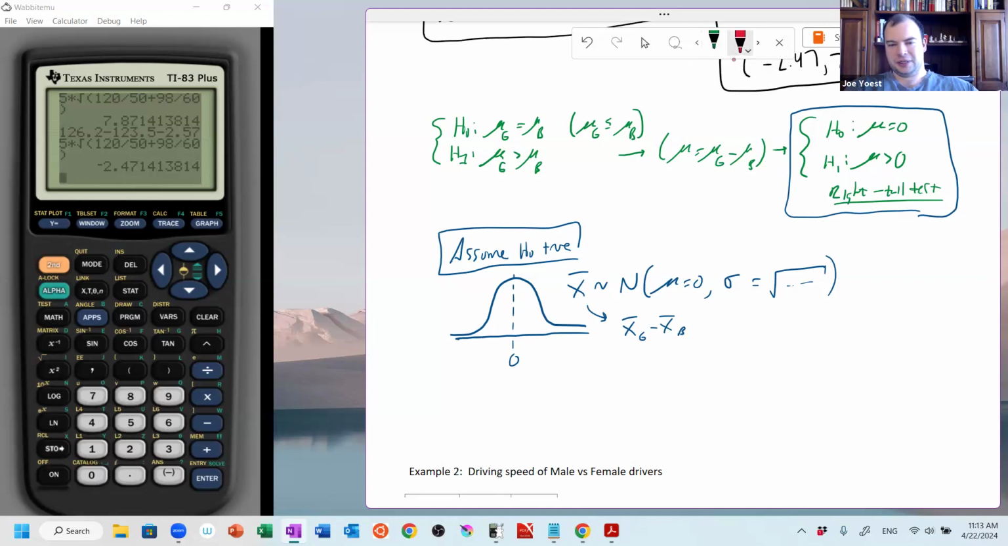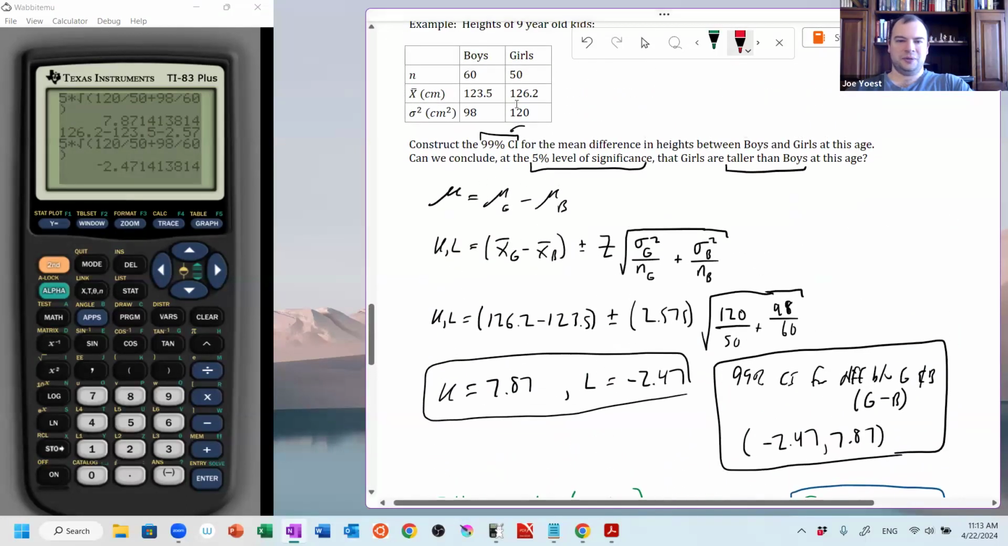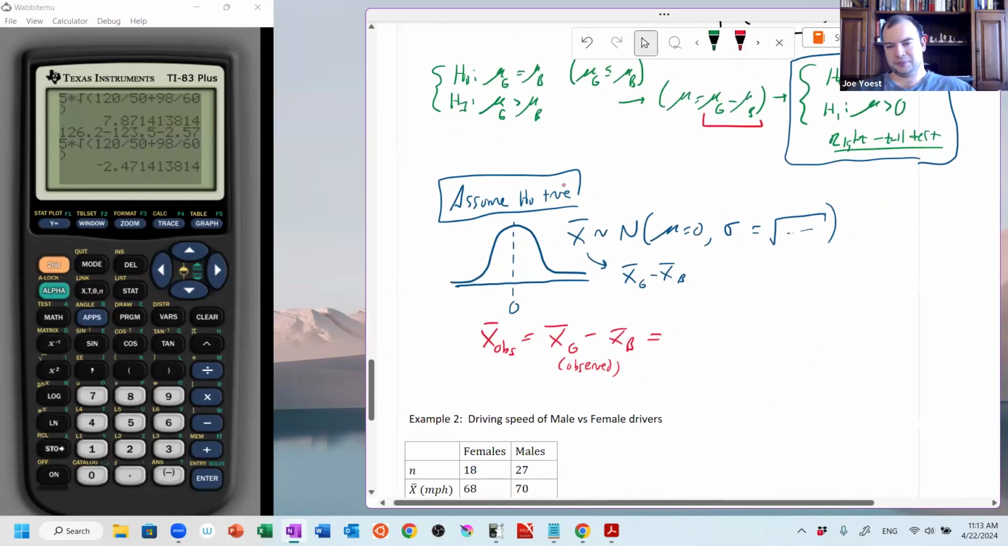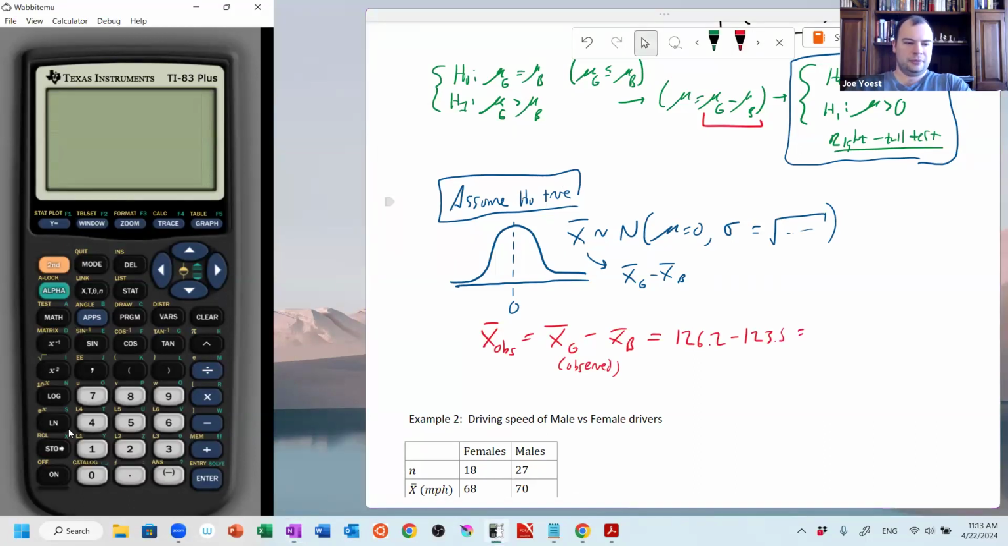And now I want to ask, what is X bar observed? Or this is X bar girls minus X bar boys. I need to make sure, just to stay consistent. It doesn't matter which way I pick girls versus boys or boys versus girls, but I just have to make sure to stay consistent through the whole problem. And these are both observed, just to be clear about that. And that is 126.2 minus 123.5, or 2.7.